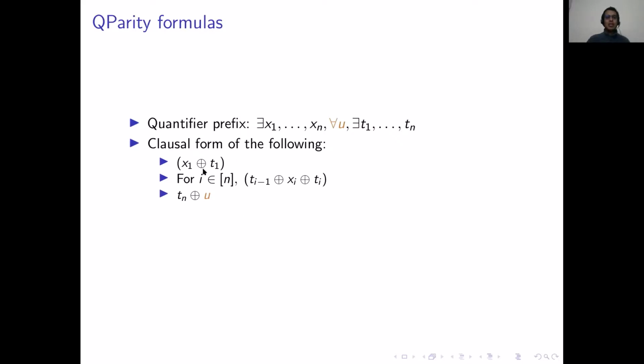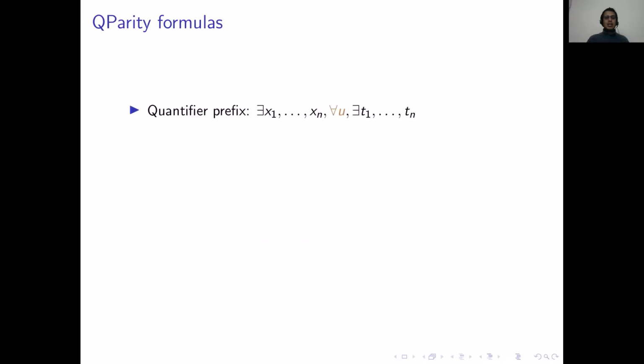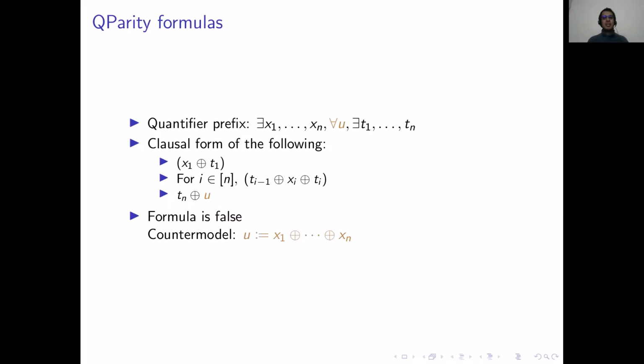So x1 XOR t1: in clausal form, this will be two clauses. This thing will be four clauses. This thing will be two clauses. This formula is false, and the counter model for this formula is x1 XOR and so on up to xn. It is not difficult to check that this is a counter model for this formula. These Q parity formulas are easy for MRES, so we cannot hope to prove lower bounds for these formulas.